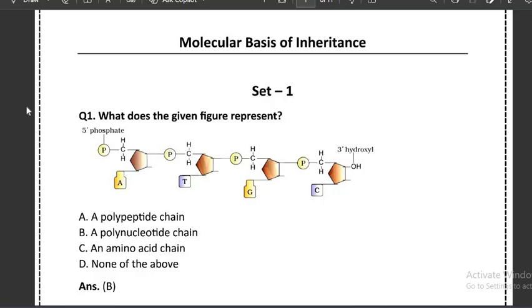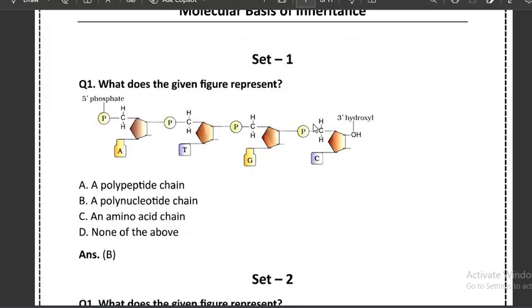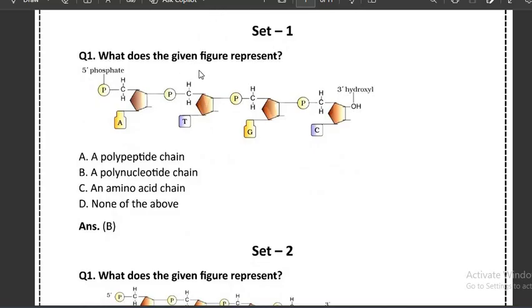I am going to discuss all diagram based questions of the molecular basis of inheritance chapter. So the first question is, what does the given figure represent? Polypeptide chain, a polynucleotide chain, an amino acid chain, none of these above. Option B, a polynucleotide chain.